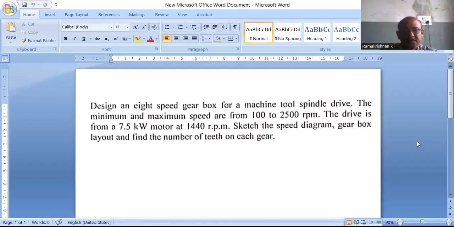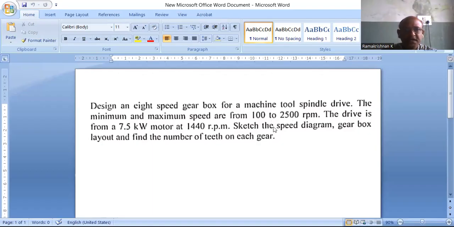Students, in this session, let us learn how to design a gearbox, this 8-speed gearbox. So by considering this problem, let us learn how to design the gearbox. The gearbox is used as per the question. It is used for the machine tool spindle drive.